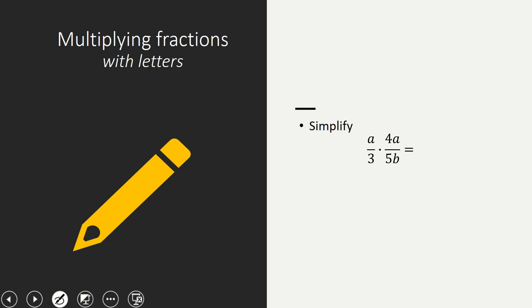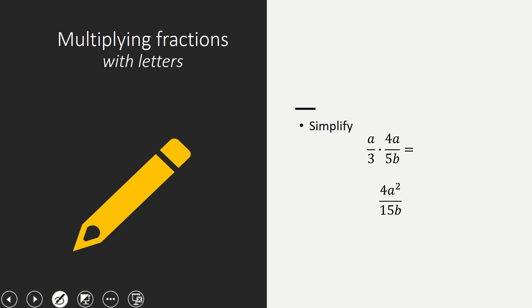If we're going to look at multiplying fractions with letters, I made a different example. I made 8 divided by 3 times 4a divided by 5b. Again, you're going to multiply the numerators and you're going to multiply the denominators. The denominators do not need to be the same, so don't make them the same. Do not do that.